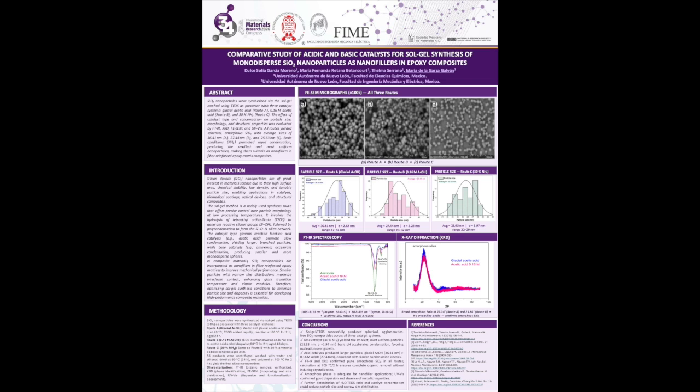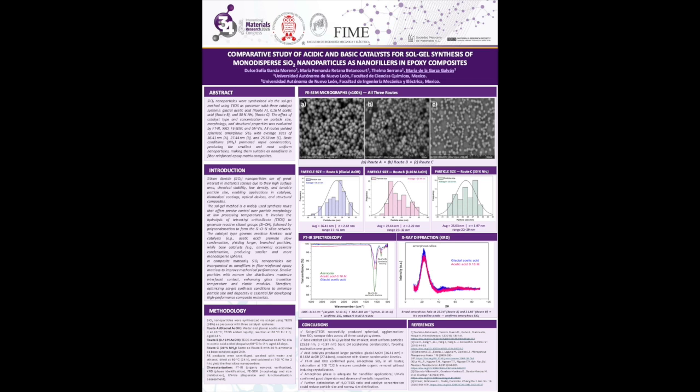Route C, using ammonia as the basic catalyst, produced the smallest particles, averaging 25.63 nanometers with a standard deviation of 1.97 nanometers. This trend clearly demonstrates that the catalyst type and concentration directly influence the nucleation and growth kinetics of the silica particles during condensation.